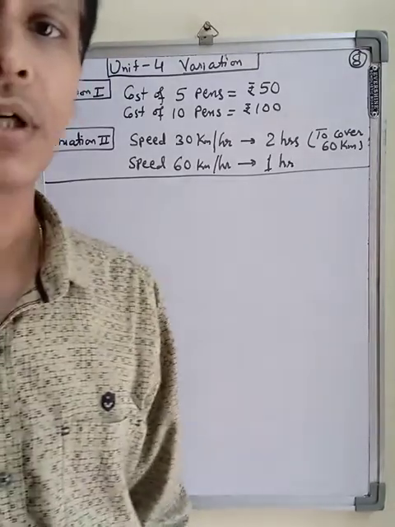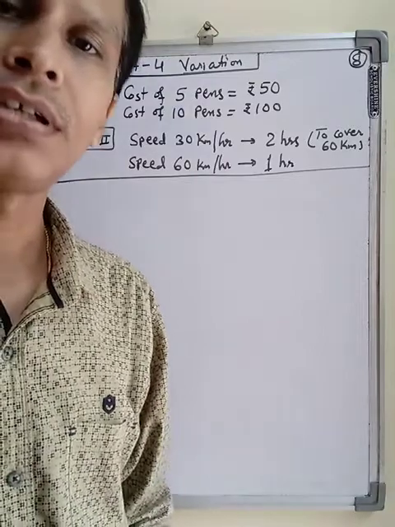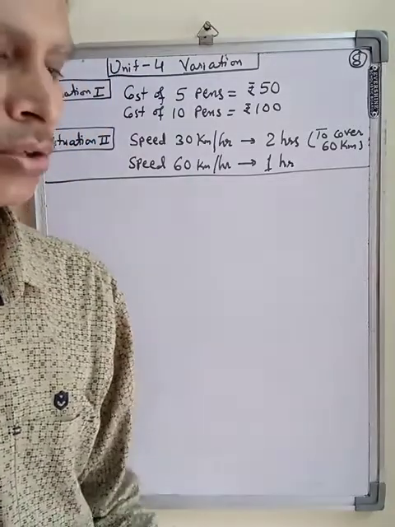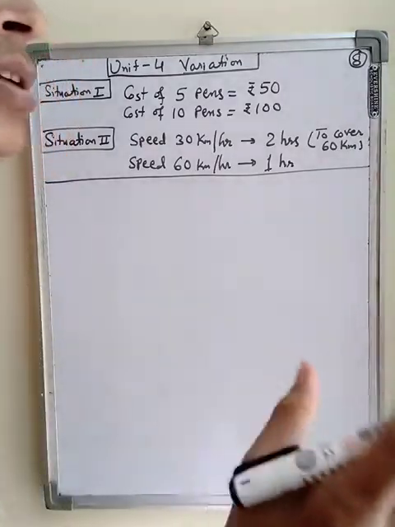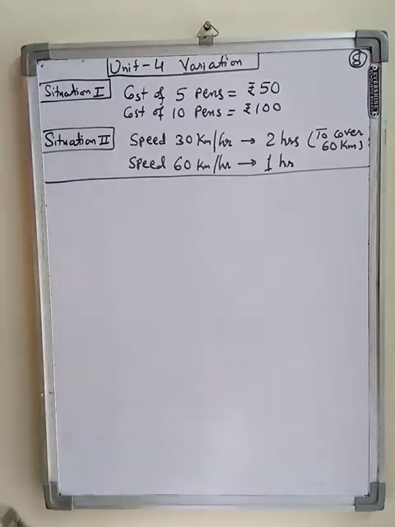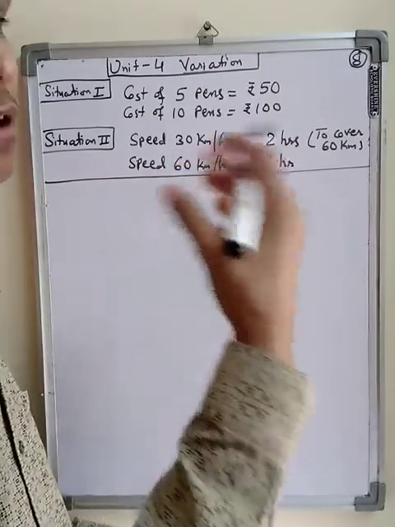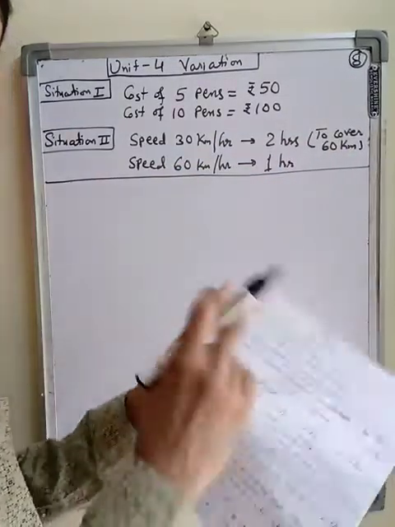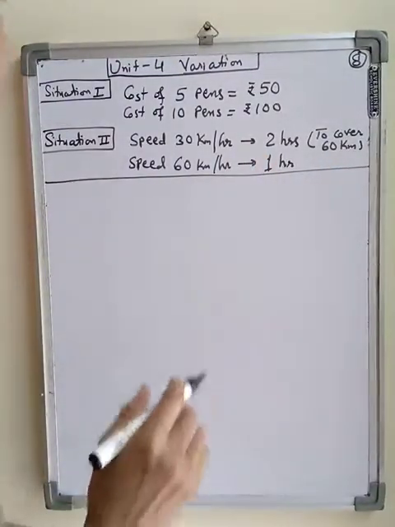Good morning students. Today I am starting chapter 4, direct and inverse variation. This word variation is made from the word vary. Vary means that one situation is related to another situation. It varies. You see two examples.